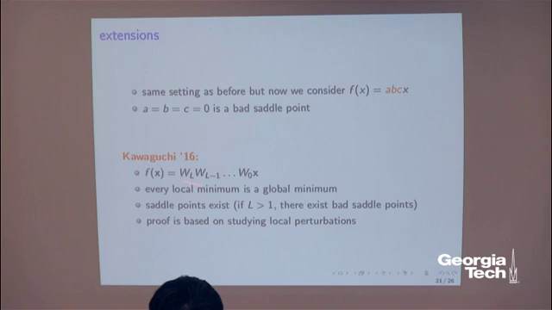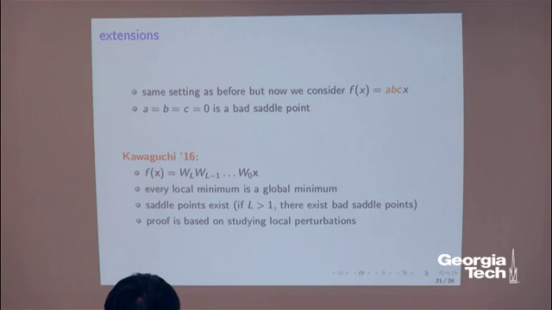But then saddle points exist, and this is something which we already have seen in this simple case, right? This is a special case of this setup. And if you have L larger than 1, which corresponds somehow to this setup, you also can have bad saddle points. So how does he prove that? He proves that using local perturbation around points.